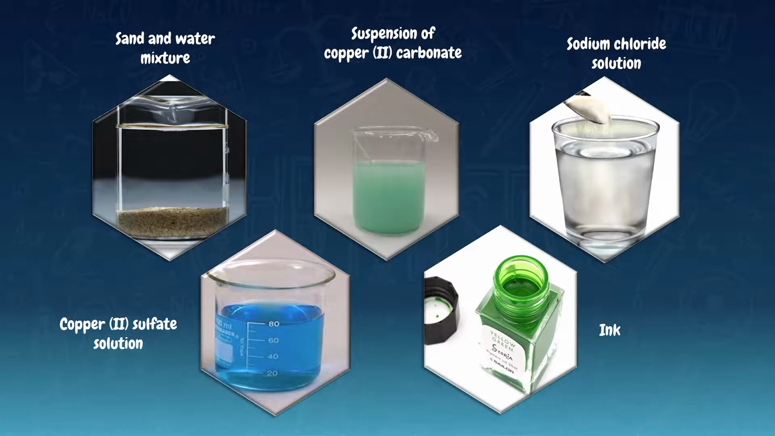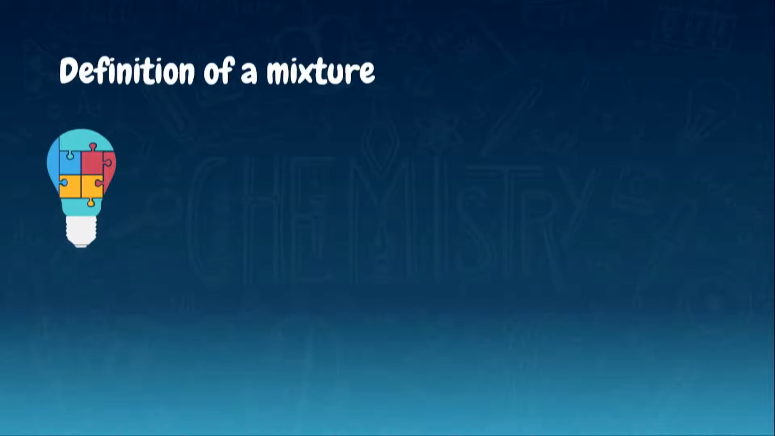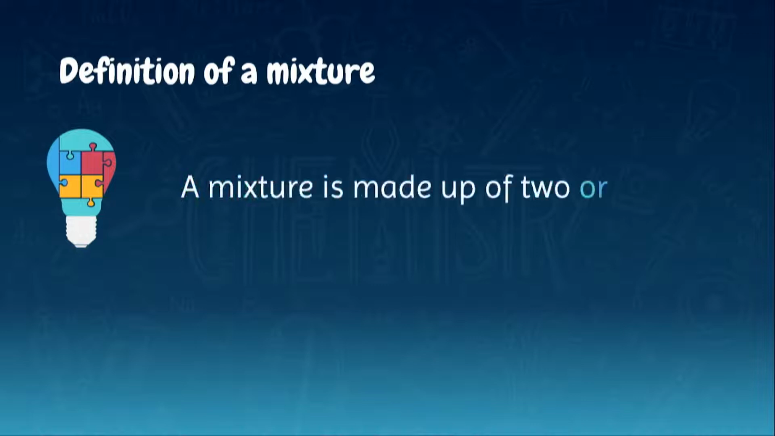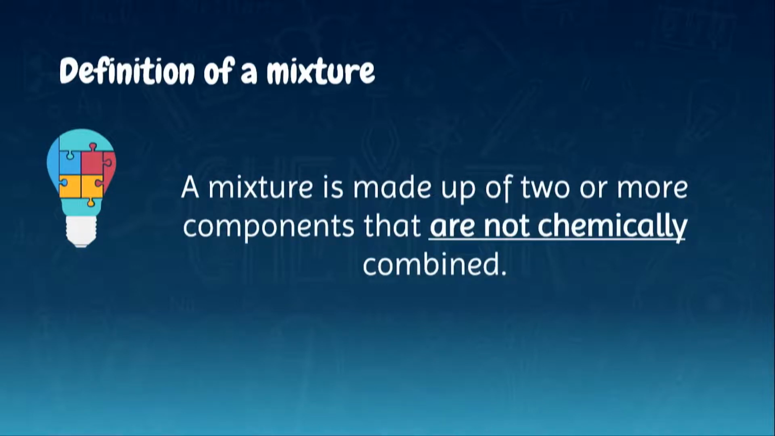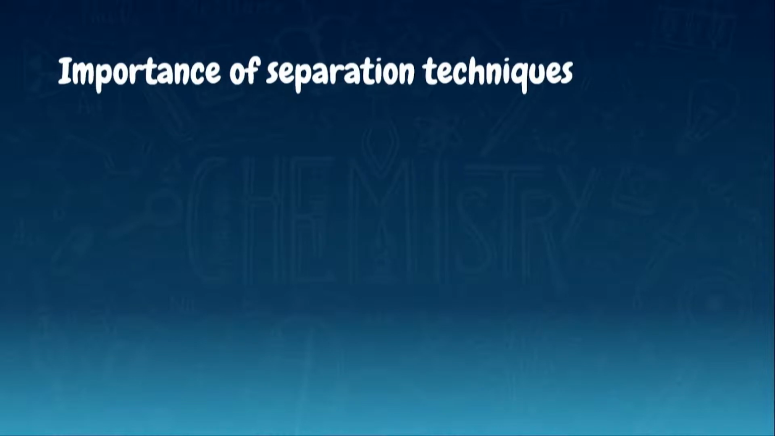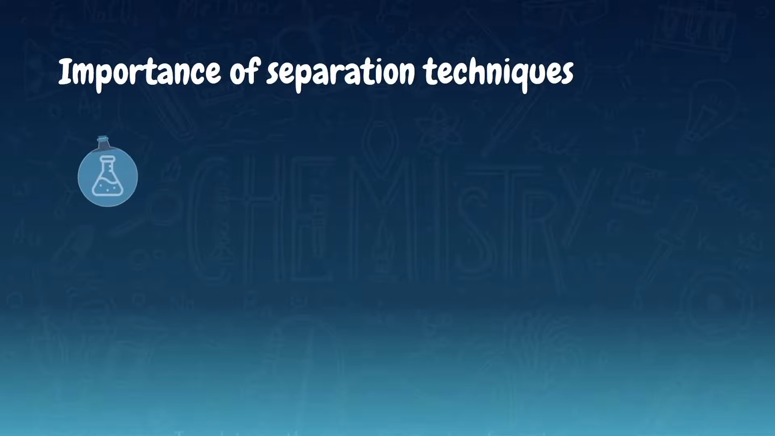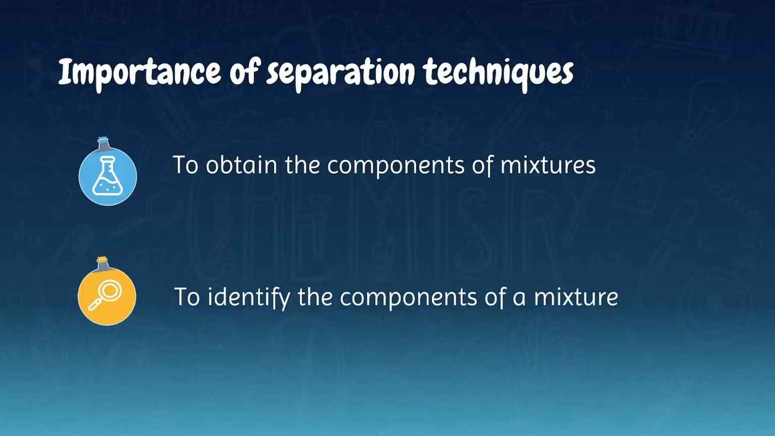From the previous activities, you now understand that a mixture is made up of different components. Therefore, we can define a mixture as follows. A mixture is made up of two or more components that are not chemically combined. Since we are surrounded by mixtures, quite often we would like to separate these mixtures in order to obtain their components and to identify the different components of a mixture. This is why we need to devise methods of separation known as separation techniques.